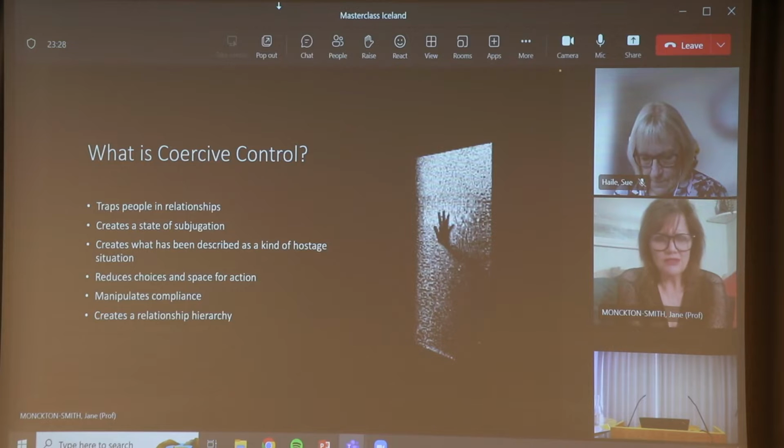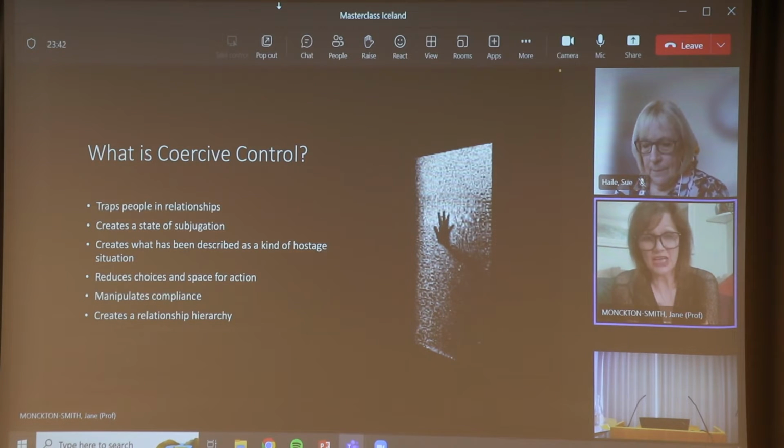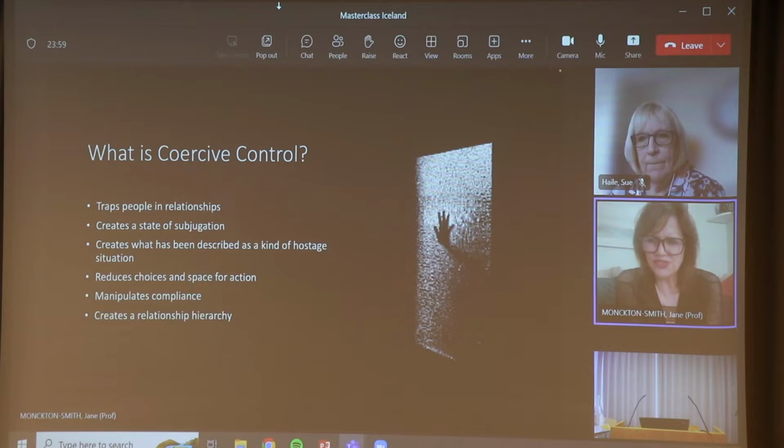So if somebody's trapped in a relationship, and it's the intention of the perpetrator that they are trapped in that relationship, it creates what researchers have described as a kind of hostage situation. So you're in a situation that you can't get out of because there's some kind of threat to you if you do try and get out of that situation. It does reduce the victim's choices and their space for action. Those things are gradually and sometimes quite quickly actually taken away from them.